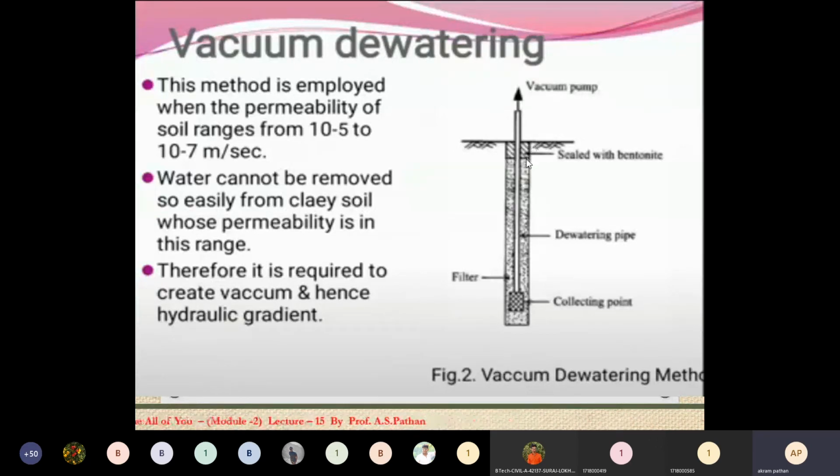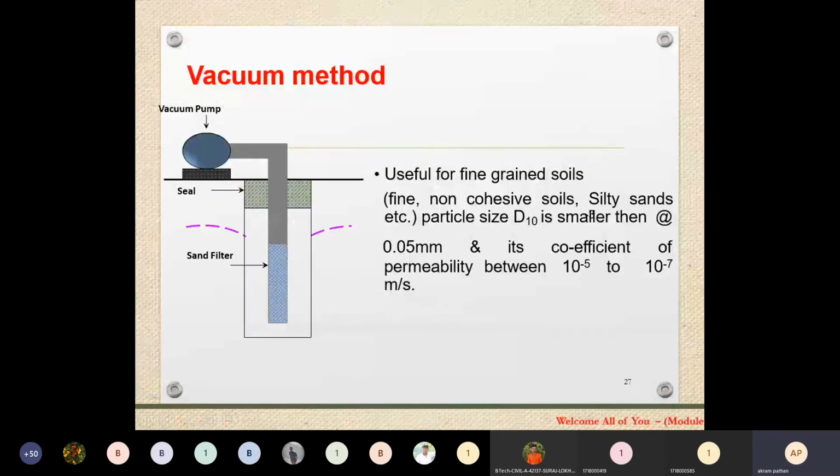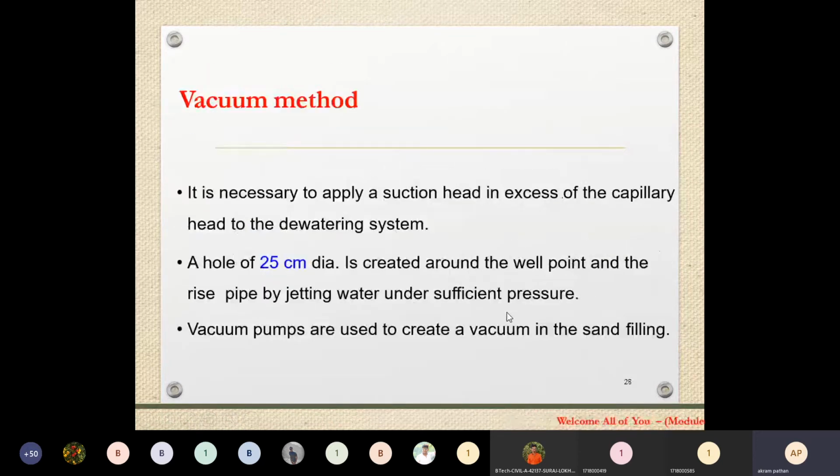Then from the ground surface, what we have to do? Seal with bentonite. Bentonite is the material by which we can seal or compact the nearby area of the suction pipe. And this is another thing I would like to say in the next step. I already explained earlier, this is useful for fine grain soil whose permeability is 10 raised to power minus 5 to 10 raised to power minus 7 meter per second.